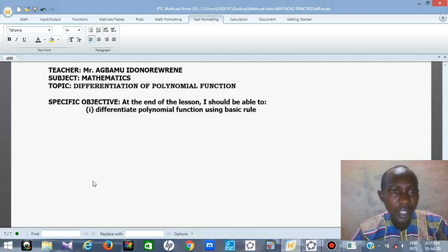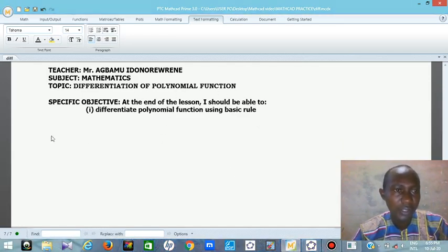In differentiation, we have different types of functions that you can differentiate. They can ask you to differentiate a function of a function. They can ask you to differentiate a polynomial function like what I want to do today. They can ask you to differentiate logarithmic function, exponential function, trigonometric function, implicit function. There are so many like that they can ask you to differentiate. But let's start with the first one, which we are going to use basic rule to differentiate.